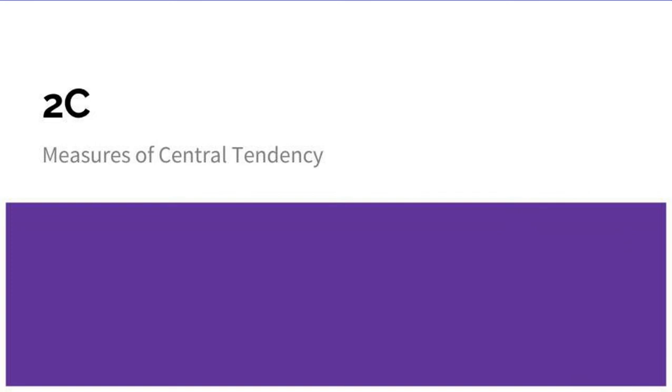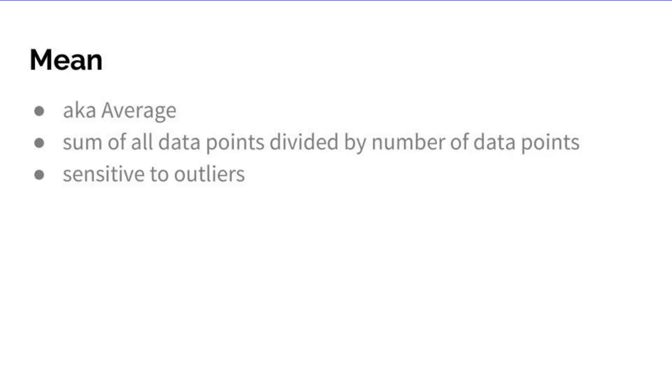Alright, this section is going to cover measures of central tendency, which are things that you have most likely heard of before. So the first one is the mean, also known as the average, which you should know how to find. It's the sum of all the data points, you add them all together and divide them by how many they are. Alright, we say that the mean is sensitive to outliers, and here's what that means.